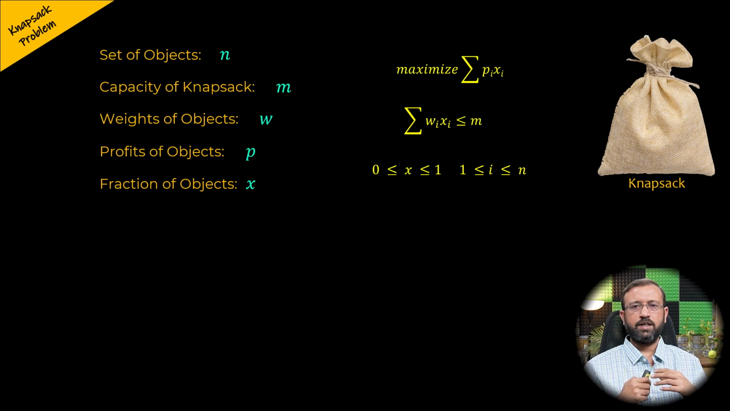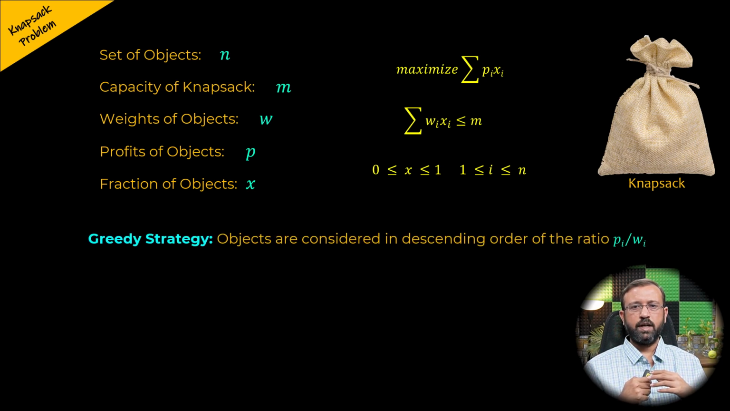The greedy strategy to be applied is to select the object in non-increasing or decreasing order of the ratio of profit by weight. And this greedy strategy will result in earning maximum profit. The overall time complexity of the greedy knapsack algorithm is O of n. So, this is the knapsack problem which is solved using greedy method to earn maximum profit.